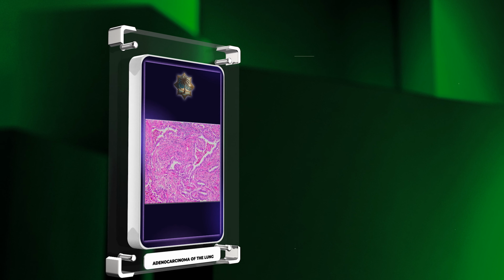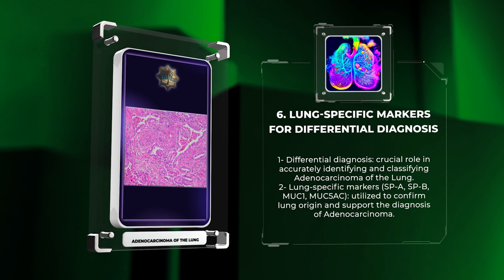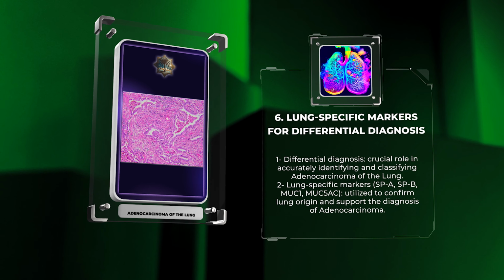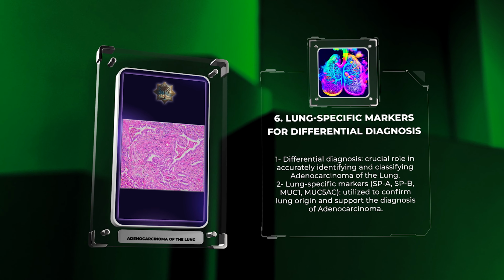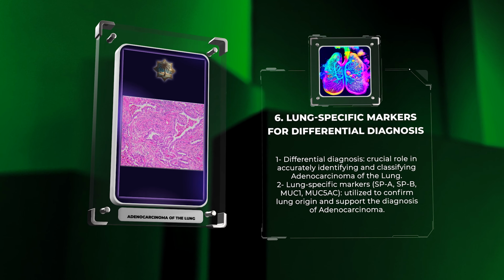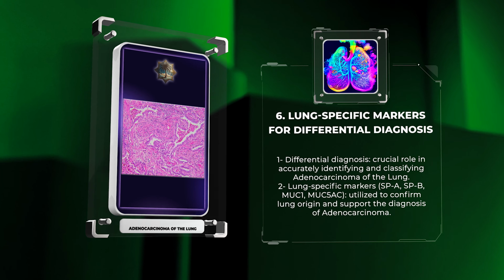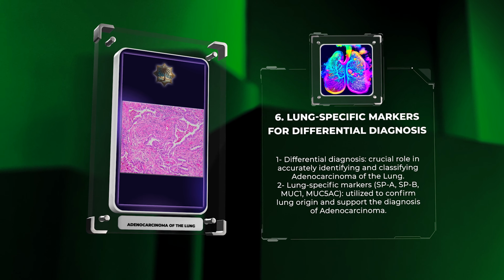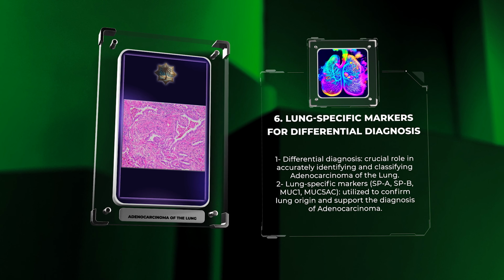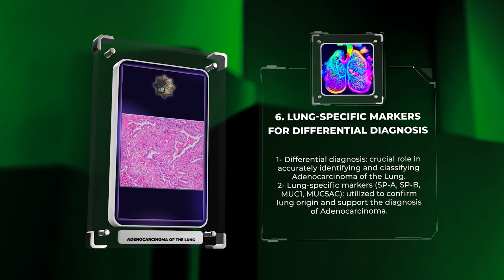Differential diagnosis plays a crucial role in accurately identifying and classifying adenocarcinoma of the lung. Several lung-specific markers are employed in combination with other histological features to differentiate adenocarcinoma from other entities. Markers such as surfactant proteins, SPA and SPB, and mucin stains, MUC1 and MUC5AC, are utilized to confirm the lung origin and support the diagnosis of adenocarcinoma. These markers are highly specific and aid in distinguishing it from metastatic tumors originating in other organs.